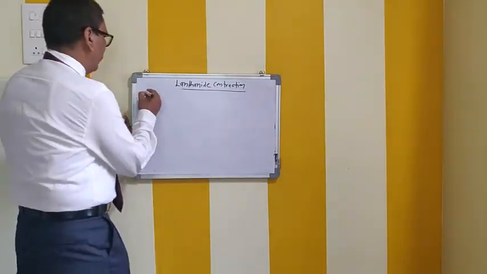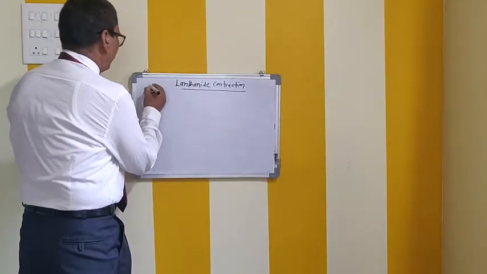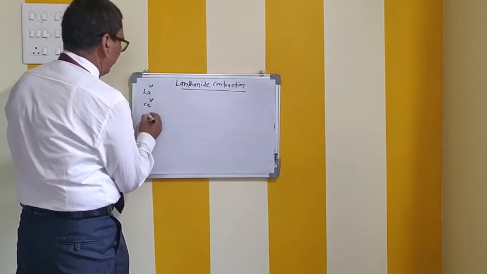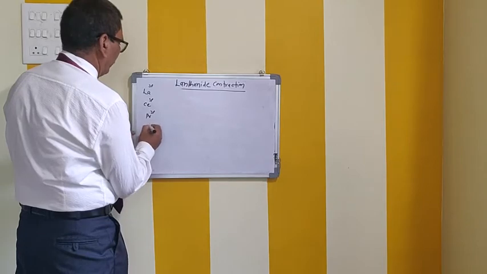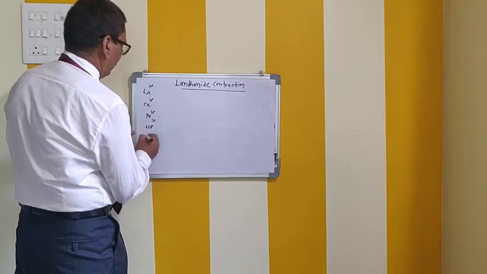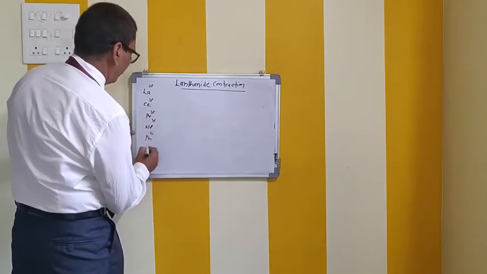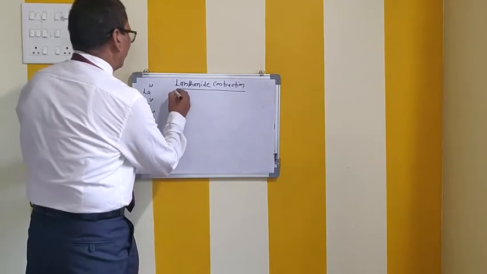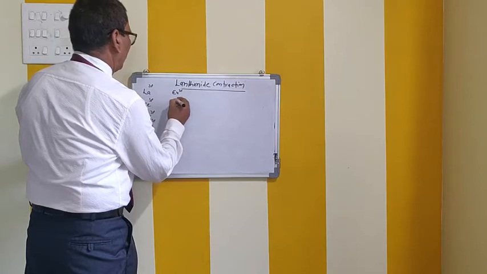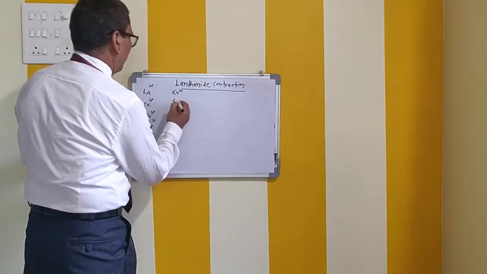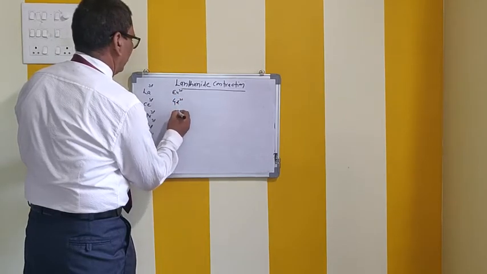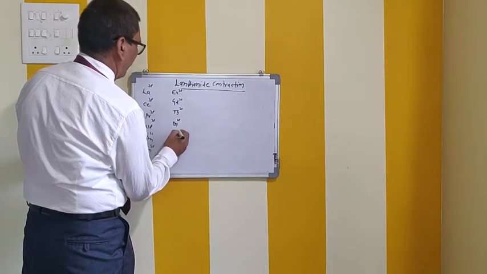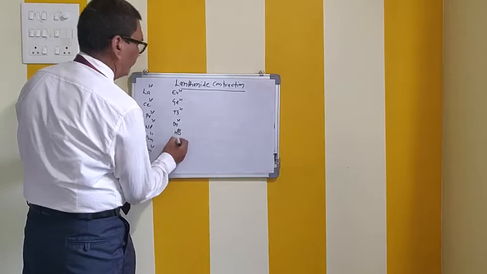So if you draw the figure, from lanthanum, then cerium, then praseodymium, then neodymium, then promethium, then samarium, europium, gadolinium, terbium, dysprosium, holmium.